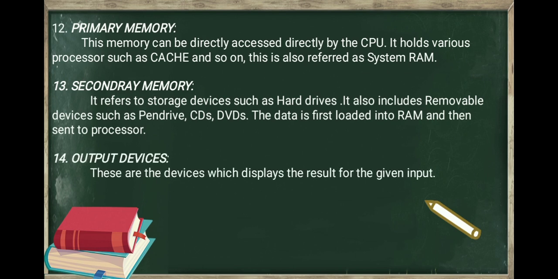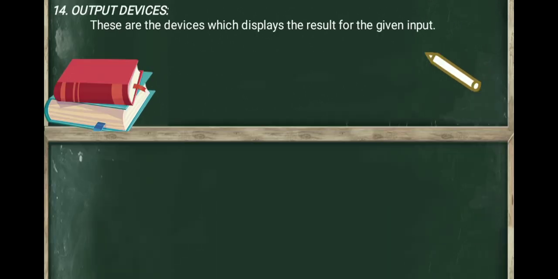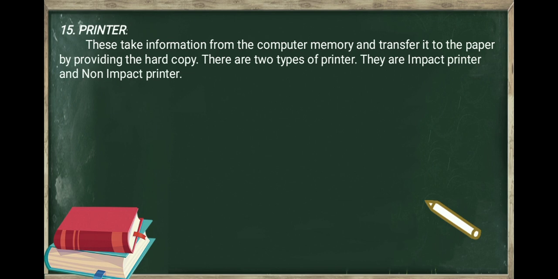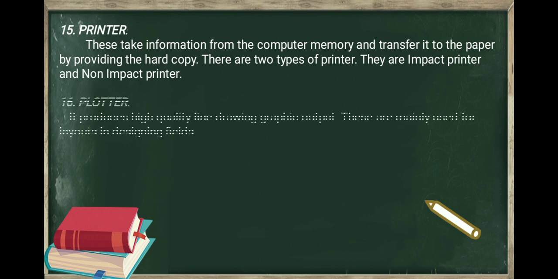Now, output devices and its types. Output devices. These are the devices which display the result for the given input. Now, output device types. Printer. These take information from the computer memory and transfer it to the paper by providing the hard copy. There are two types of printer. They are impact and non-impact printer.